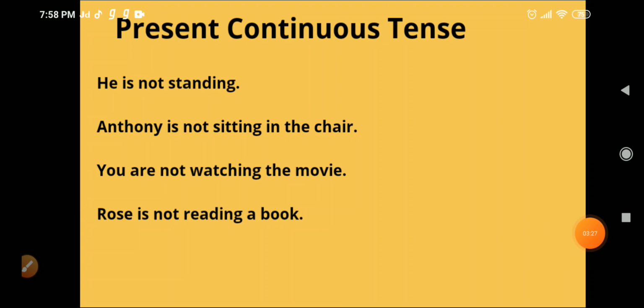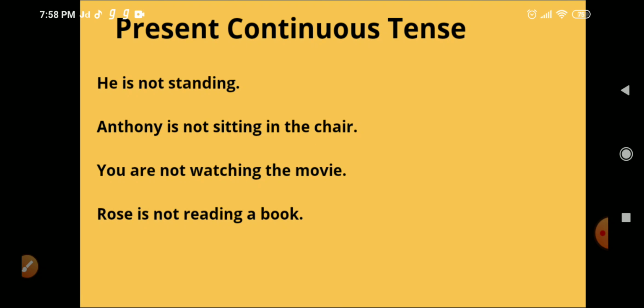In present continuous tense negative, we will use not here. Okay, after is/am/are we will use not. For example, he is not standing. Anthony is not sitting in the chair. You are not watching the movie. Rose is not reading a book.